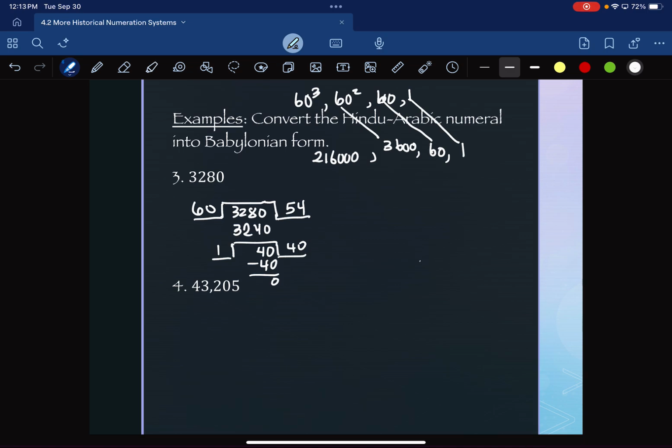Those are the answer pieces, but we need to write them in Babylonian. So how do I write 54 in Babylonian? 5 arrows and 4 triangles. That's 54. And then right after that, I need to write the number 40. How do I write 40 in Babylonian? 4 arrows.